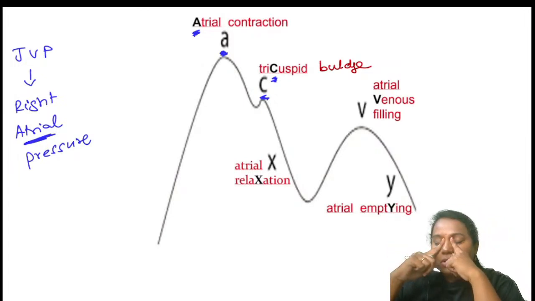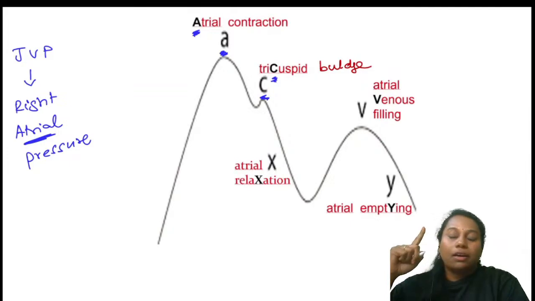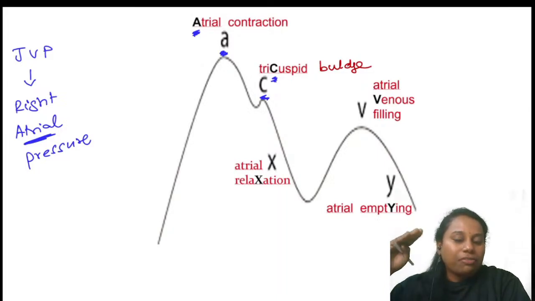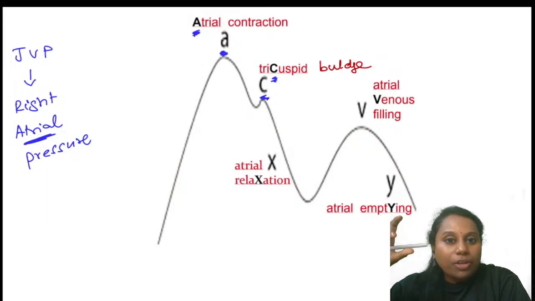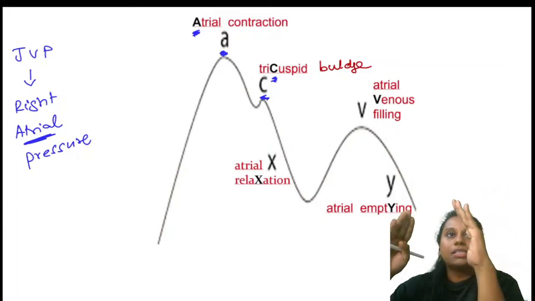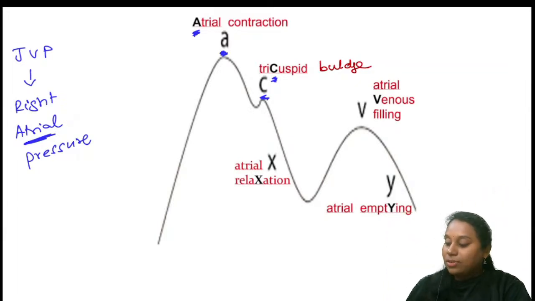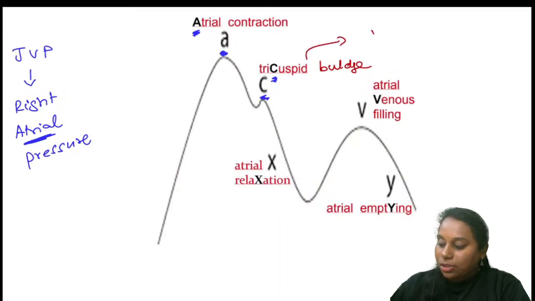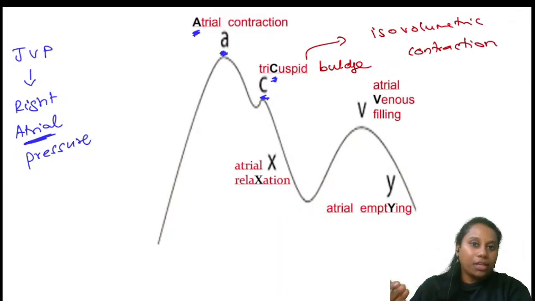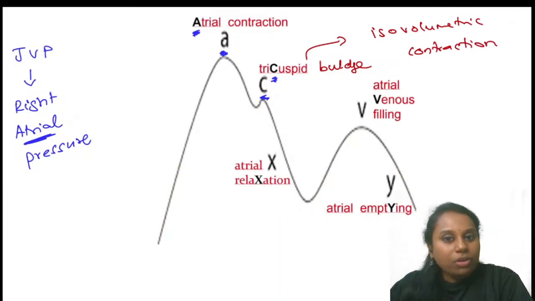Sorry, not the AV valves and the aortic valve, it's on the right side. It's the AV valve and the pulmonary valve. When both the AV valve and the pulmonary valve are closed, the volume inside the ventricle cannot change. So this becomes the isovolumetric contraction phase. During this phase, both the valves are closed but pressure in the ventricle is rising, and this bulges the valve. So this tricuspid bulge happens during the isovolumetric contraction phase. When will the valve bulge? During the isovolumetric contraction phase.